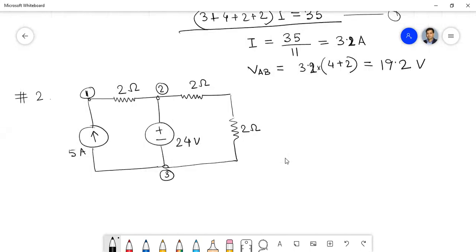Okay, now you just tell me that for this also you have to find out the mesh currents, which is given like this. These two mesh currents we have to find, I1 and I2. This is the problem. So how we can proceed for this particular problem? Anyone?